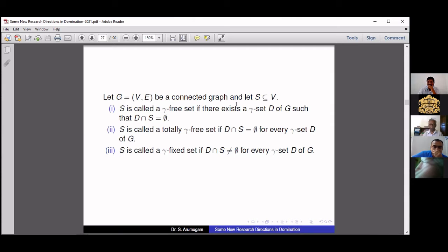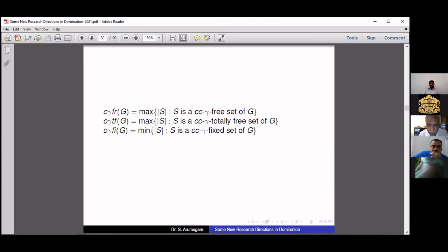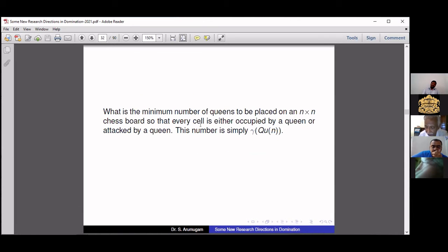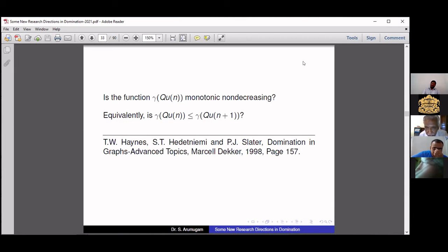So you can easily visualize the concept of gamma free set. But developing the theory of gamma free set is very interesting, because I have just coined this terminology. I wanted to share it with all of you so that someone can join me and develop the theory of gamma free sets and gamma totally free sets. If sufficient theory is developed to show that the 2N plus 1 vertices of the border squares form a gamma free set, I will be completing the proof of this problem. This is a very interesting direction for research in domination theory.